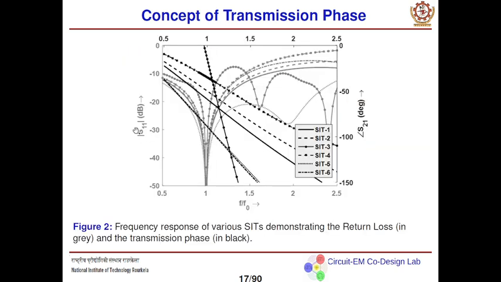Okay, so this is the scattering parameter response. Every matching network has a different kind of bandwidth response, and then its phase shift response. Depending upon the requirement, we can choose a particular phase shift response, whatever is required for the design.